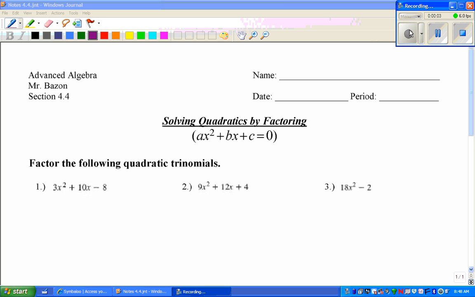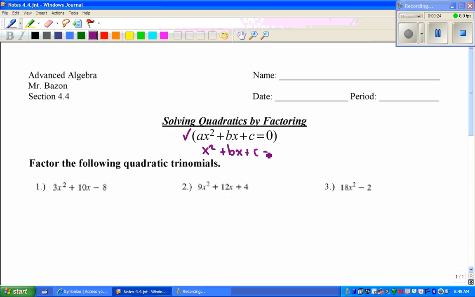All right, today we're going to talk about solving quadratics by factoring when the quadratics are in standard form. And I want you to remember what standard form is. This is standard form, ax squared plus bx plus c. What we've looked at in the past is solving quadratics when they're in this form, x squared plus bx plus c is equal to 0, where your a value is actually 1. Today we're going to look at some examples where your a value is not going to be equal to 1.